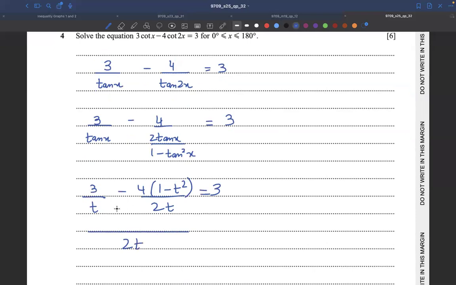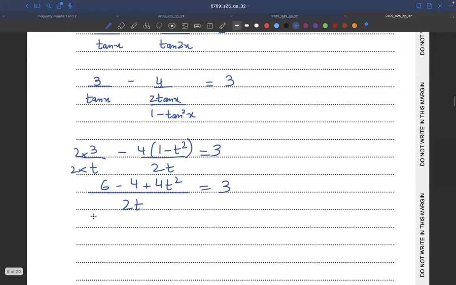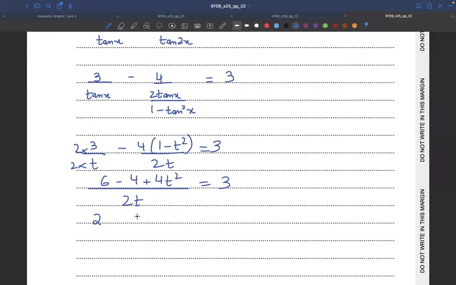So this will become multiplied by 2. This will be multiplied by 2. We'll get 6 minus 4 plus 4 tan squared equals 3. Multiplying 2 tan on the left hand side, we'll get 2 plus 4 tan squared, and that will be equal to 6 tan. Now bringing the 6 tan on the left hand side, we'll get 4 tan square minus 6 tan plus 2 equals 0.